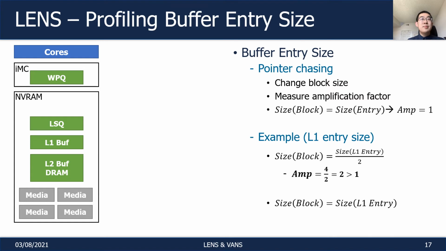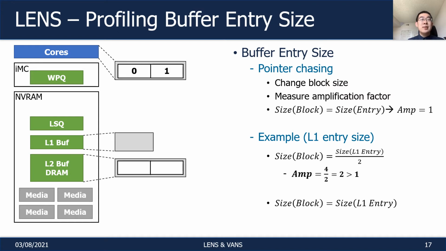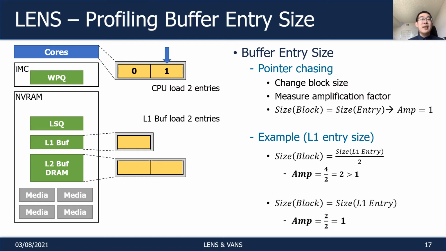But when we use a large block size that is equal to the L1 entry size, the amplification factor drops to 1. In this example, we have the same assumption as the last example. The only difference is the block size is doubled and the memory region is divided into 2 blocks. Now, the CPU accesses the first block, the L1 buffer loads the entry, and sequentially sends it to the CPU. Then the second block. In this test, the CPU accesses 2 blocks, and the L1 buffer loads 2 entries. This leads to an amplification factor of 1.